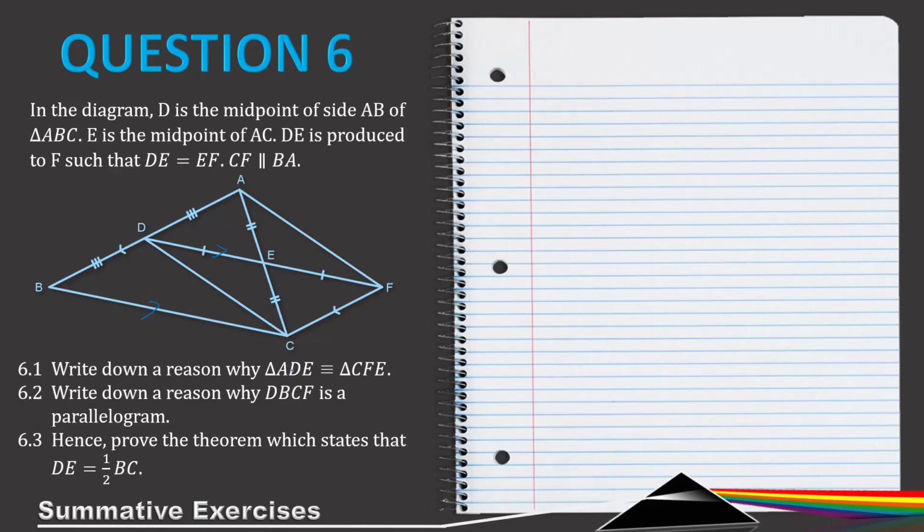So if we look at triangle ADE, it's going to be this triangle and this triangle, and it's actually immediately evident that we already see, okay, two sides are equal, these two sides are equal, these two sides are equal, and obviously vertically opposite angles are equal. So that's quite easy to see initially. So the reason then is just going to be side angle side, okay, because we've got two sides and an interior angle. All right. Now 6.2, again, they say write down the reason why DBCF is a parallelogram.